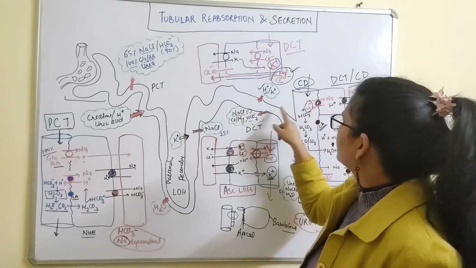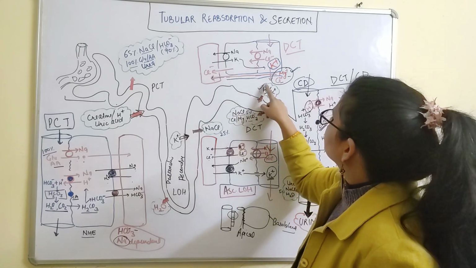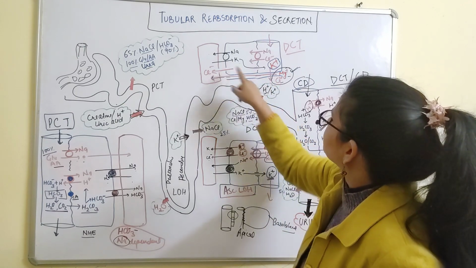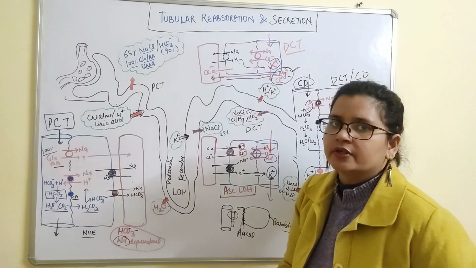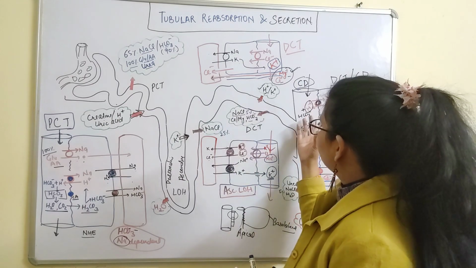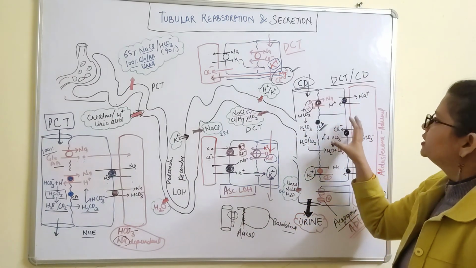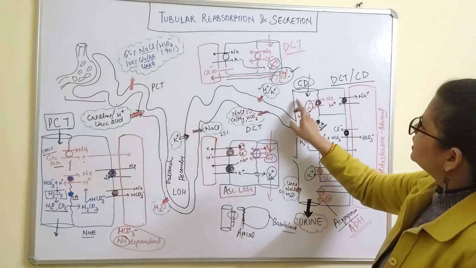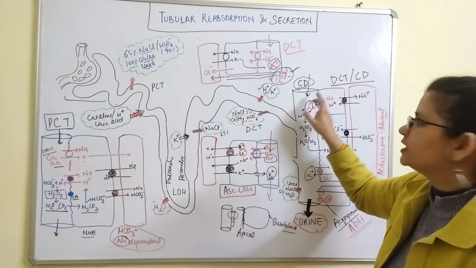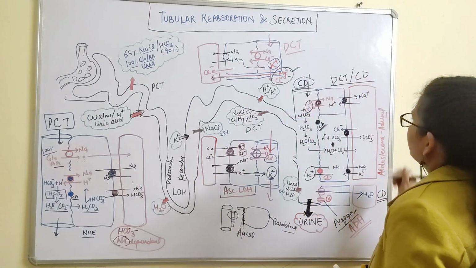We'll see that here. We have seen potassium secretion here. Okay, so let's see now what is being left. Here is the common part, DCT and CT, how they behave simultaneously in the same way. Let's see how.